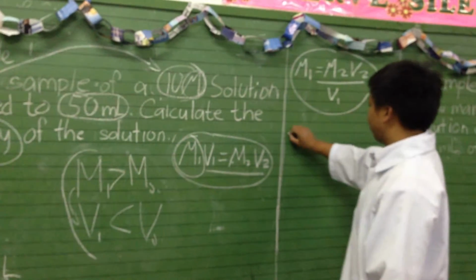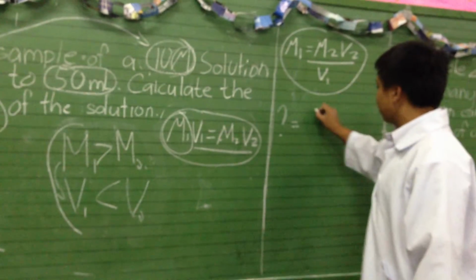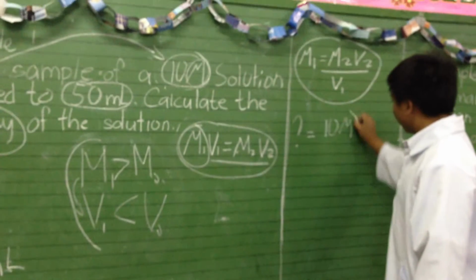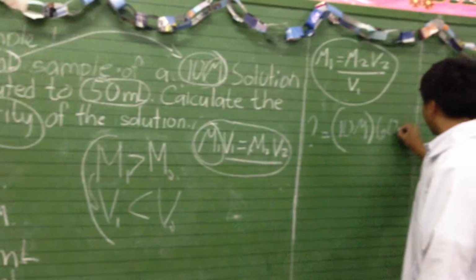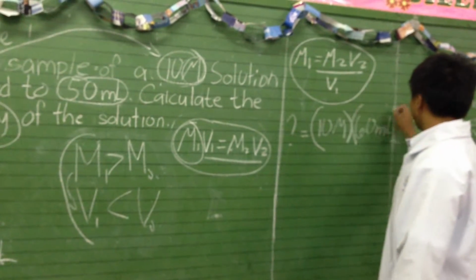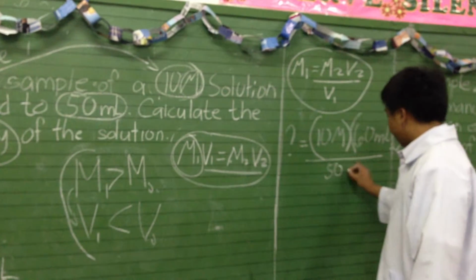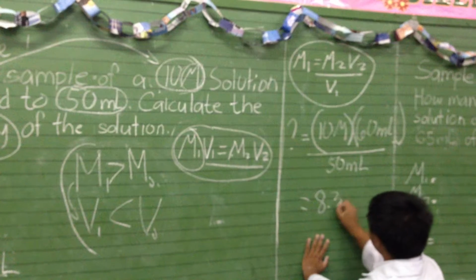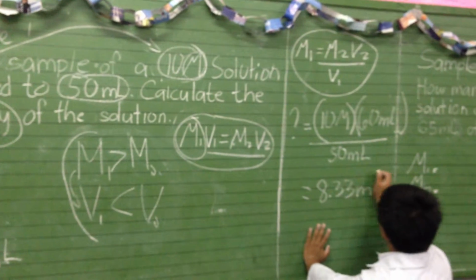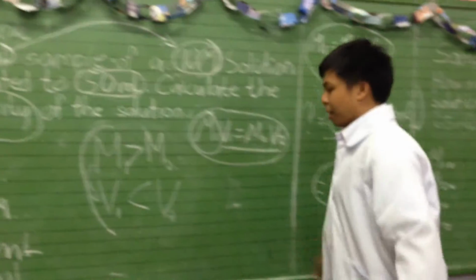Now let's try to substitute. We don't have an M1, it's a question mark. And then M2 is 10 M, close it in parentheses, and V2 is 60 ml. So we multiply this over V1, which is 50 ml, equals 8.33 M. So this is our answer for sample number 1. Let's move on with sample number 2.